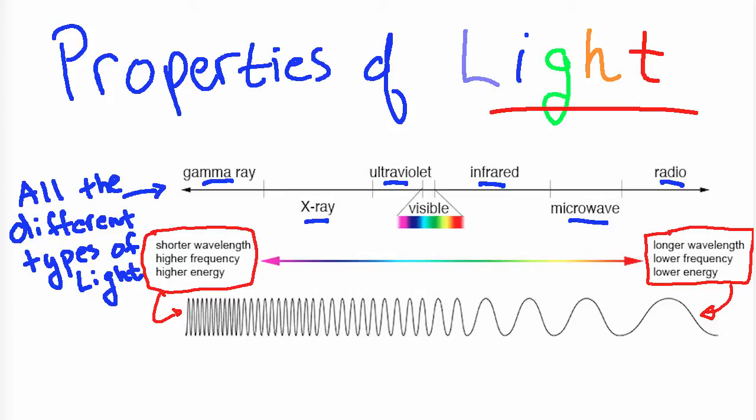So gamma rays have the shortest wavelength and the highest energy. At the other end of the spectrum, we have radio. And radio has the longest wavelength. It also has the lowest energy and the lowest frequency. So the waves are very spread out. The radio light does not have much energy compared to the other wavelengths of light.